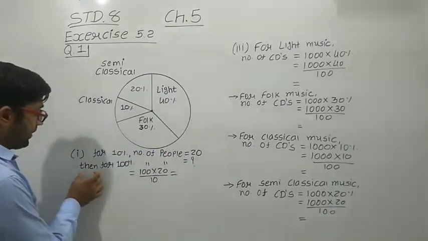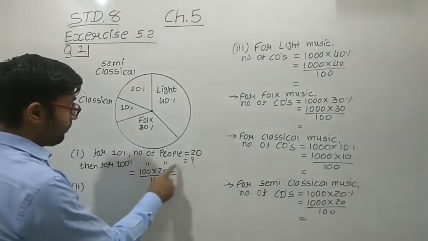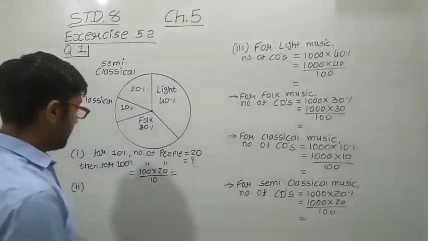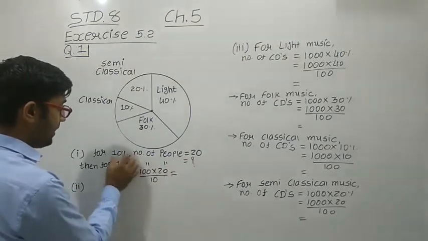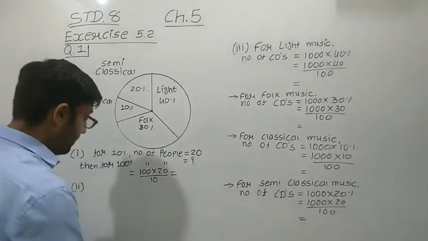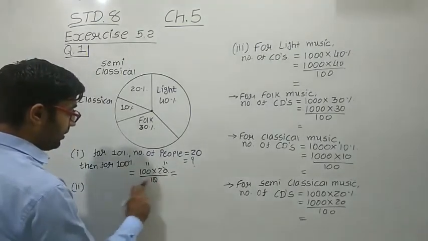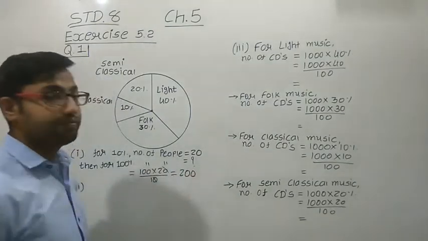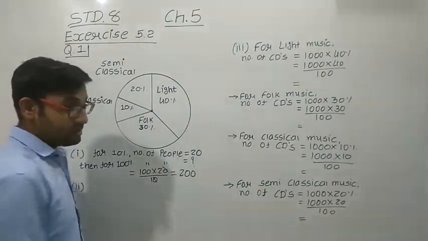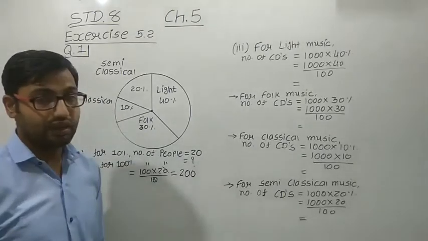Then how can we find out the number of people for 100%? We can multiply 100 with 20 and divide by 10. When we cancel the zeros, we have 100 into 2, which is equal to 200. So 200 people were surveyed for this data, right?